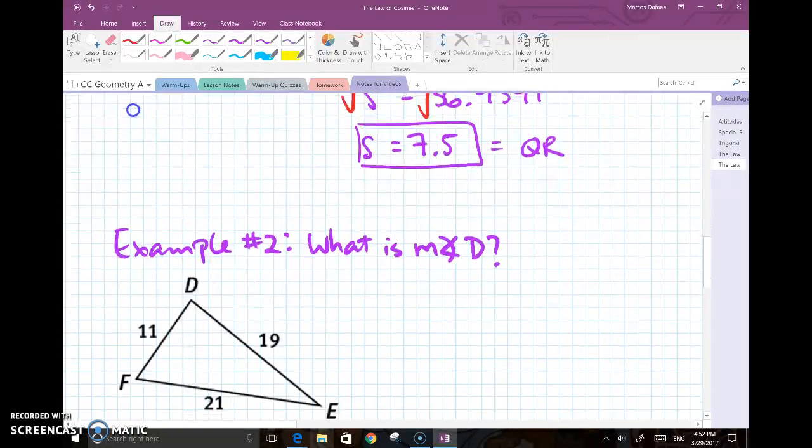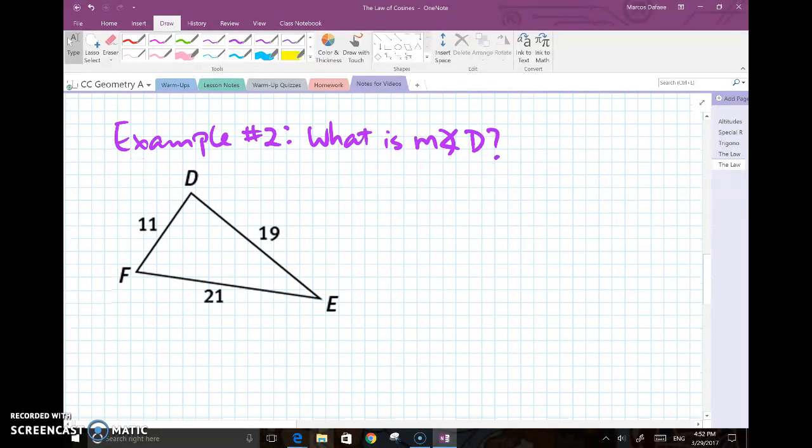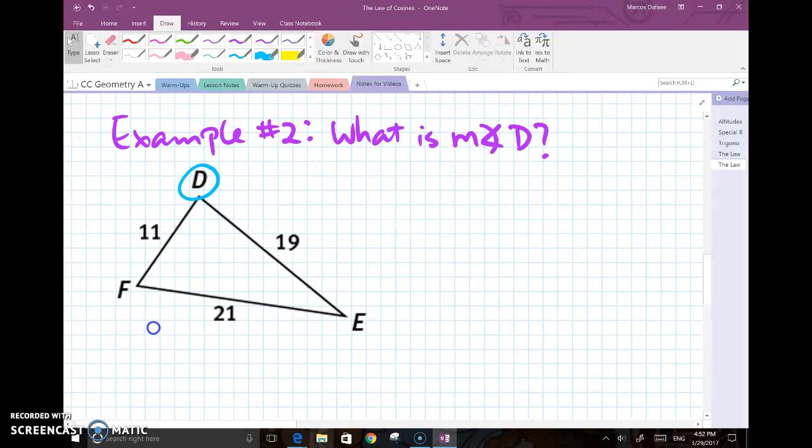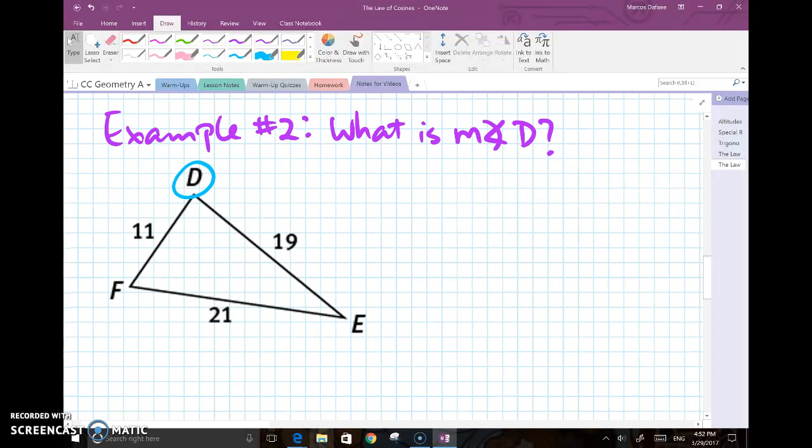In example 2, the question is, what is the value of the angle D. So this time we're not looking for the length of a side, because if you notice, I have all three sides here, but I don't have a single angle known to me inside the triangle. So my task is to figure out the measurement of one of these angles at D.